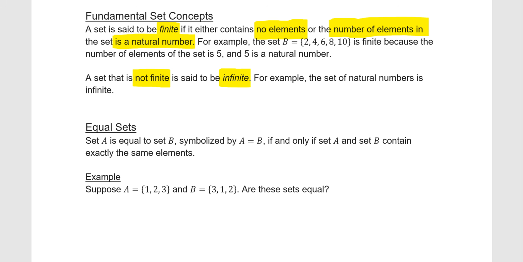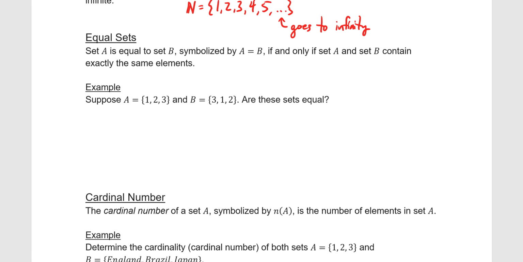And an example of this would be something like the natural numbers. The set of natural numbers is infinite. So if we have the natural numbers, that's going to be the set 1, 2, 3, 4, 5, 6, 7, 8, and it goes all the way to infinity. So that's what these dots are saying, is that it essentially goes to infinity. It's going to keep on counting up by ones until we get to infinity. So this would be an example of an infinite set.